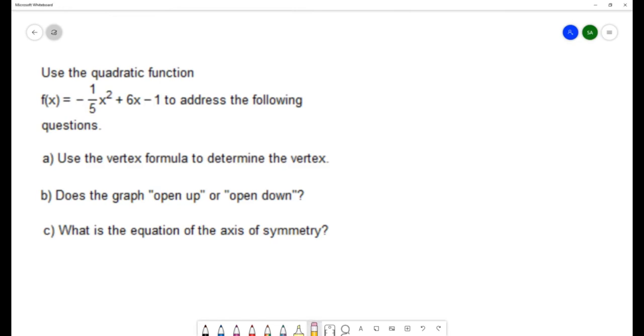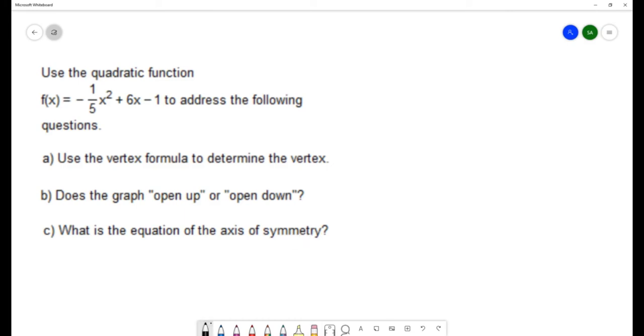We want to use the quadratic function f of x equals -1/5 x squared plus 6x minus 1 to address the following questions. We want to use the vertex formula to determine the vertex. We want to decide whether the graph opens up or down. I call this the orientation of the graph. And also state what the equation of the axis of symmetry is.